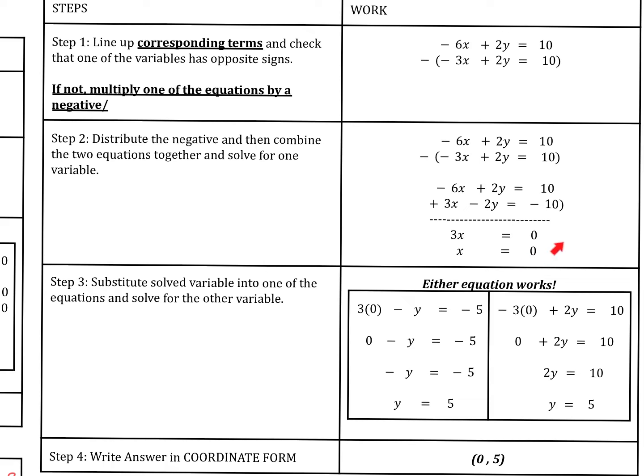Plug this x equals 0 into any of the given equations. So in the first or second equation, you get 0 minus y equals negative 5. So you're plugging this x equals 0 into this equation. Y equals 5. You can also plug x equals 0 into the other given equation, but you're going to get the same answer. So you can use this 0 in either equation.